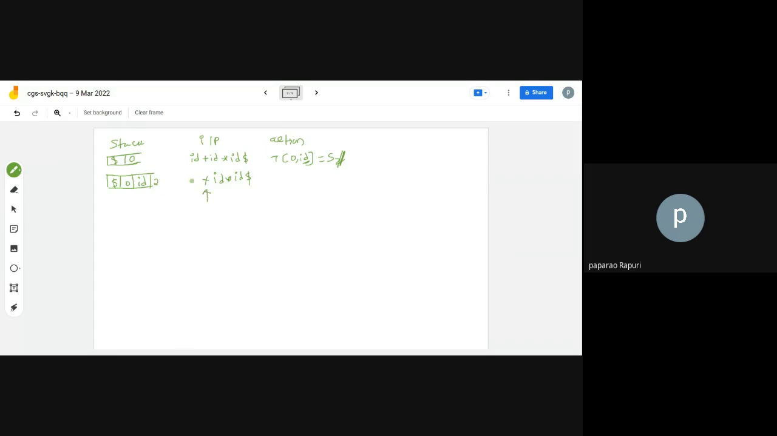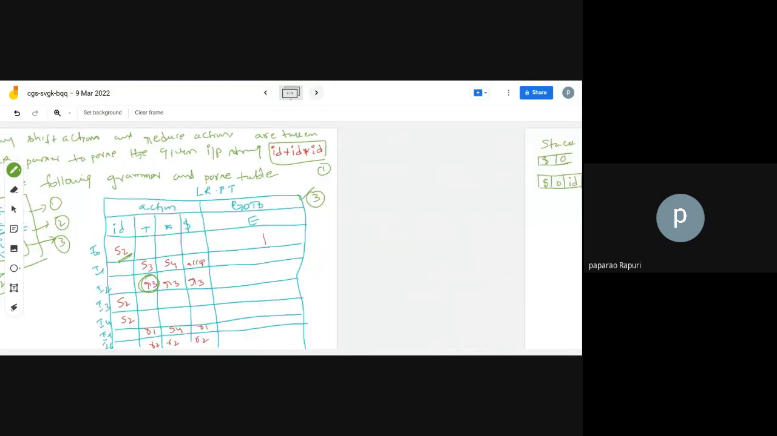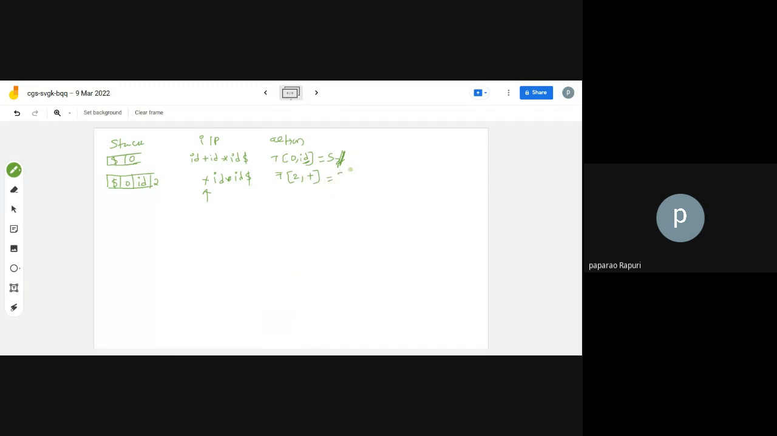Now the look ahead pointer is at plus, and the topmost symbol is 2, so T of 2 comma plus. Go to table. So 2 plus, what we have to do? We need to reduce. What we need to reduce? R3. R3 means production 3. Production 3 means E derives id.